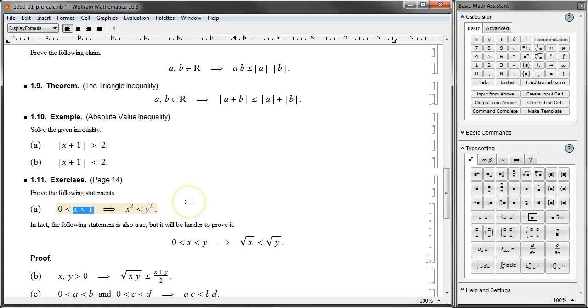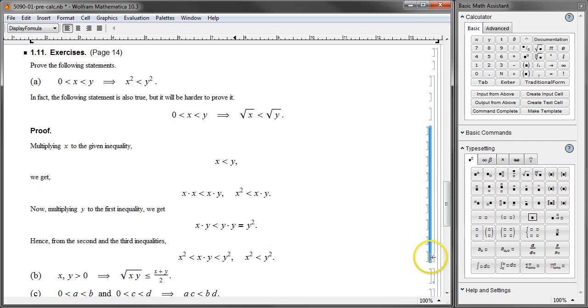How do we do that? From here, we'll just multiply selected positive numbers. If I multiply by x, then we have x squared. If I multiply by y, then we have y squared. So those are the best choices, and indeed we use those. Start from here and then multiply x to both sides. What do you get? x times x is less than x times y. Left hand side, x times x is just x squared, so we have this. Now from the original, we multiply y to both sides, and we have x times y is less than y times y, which is y squared.